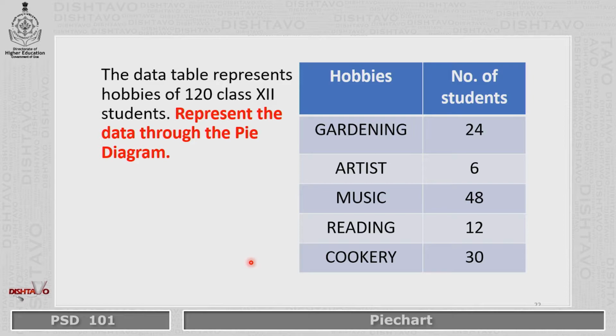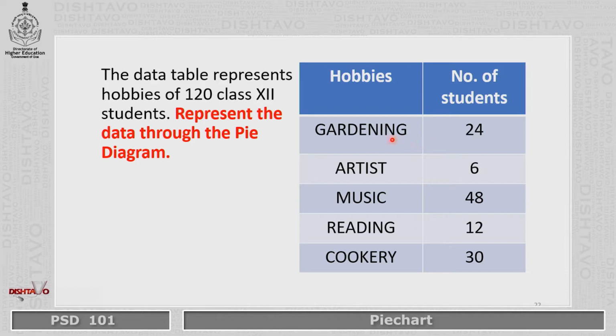Supposing you have a data table as the one given in the slide, and this data table represents hobbies of 120 class 12 students. These are the hobbies that are listed here in this column: gardening, artist, music, reading and cookery. And these are the number of students out of the 120 students in class 12th who have these hobbies.